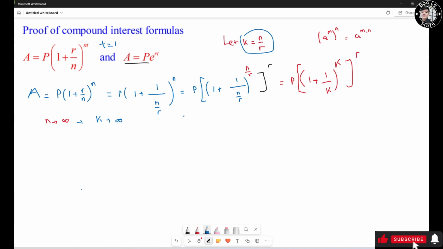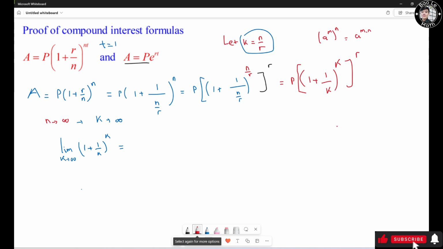Now, we need to find the limit of 1 plus 1 over k, all together to the power of k, when k approaches infinity. Alright, now we need to prove this one equals e, right? So how do we prove it?